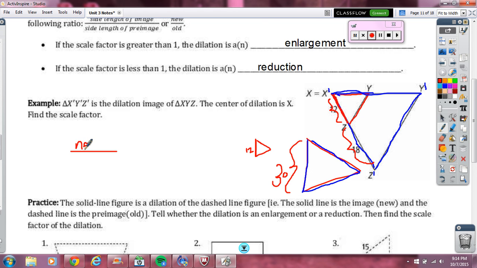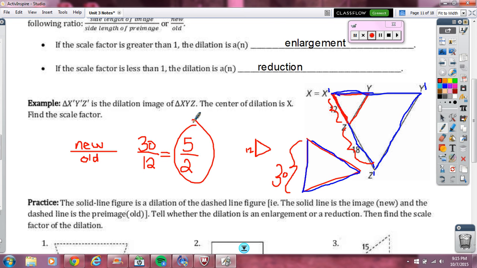So my new is going to go on top. My new shape, the big blue one, has a side length of 30. And then my old shape, the little red one, had a side length of 12. And when I compare those in a fraction, I typically want to reduce the fraction as much as it'll go. So 30 and 12 are both divisible by 3. So, oh, more than that, they're both divisible by 6. Oh, snap. So 30 divided by 6 is 5, and 12 divided by 6 is 2.